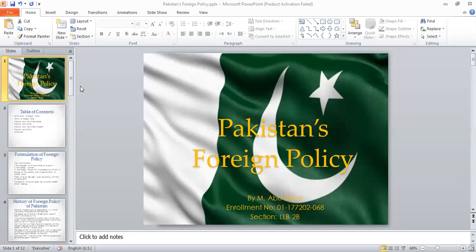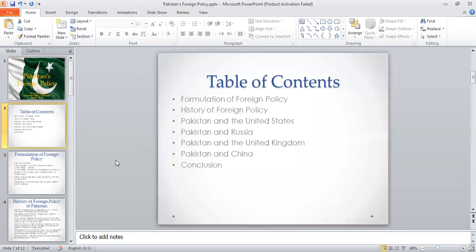In this article, Pakistan's relationship with major countries and the impacts of our foreign policy will be discussed. Table of contents. First, we will discuss the formulation of foreign policy, then the history of foreign policy, then the relationship of Pakistan with the world powers, which include the United States, Russia, United Kingdom, and China. And finally, we will have the conclusion.